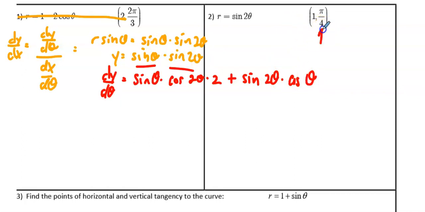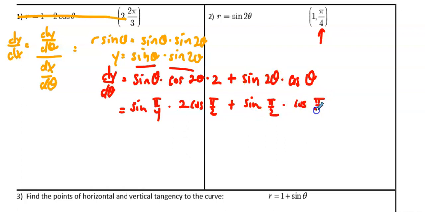And so theta ends up being pi over 4. So we're going to go ahead and place pi over 4. So sine of pi over 4 times 2 times cosine of pi over 4 times 2 would be pi over 2, plus sine, we just said this, it's going to be now pi over 2 times cosine of pi over 4. So what do we get? Well, sine of pi over 4 is going to be the square root of 2 over 2 times 2 times the cosine of pi over 2 is actually 0. So we can automatically say that this term completely goes away.